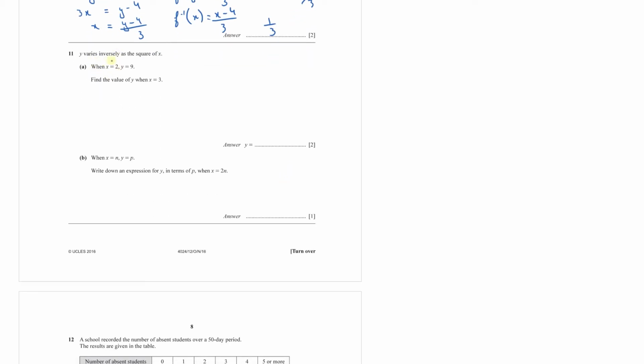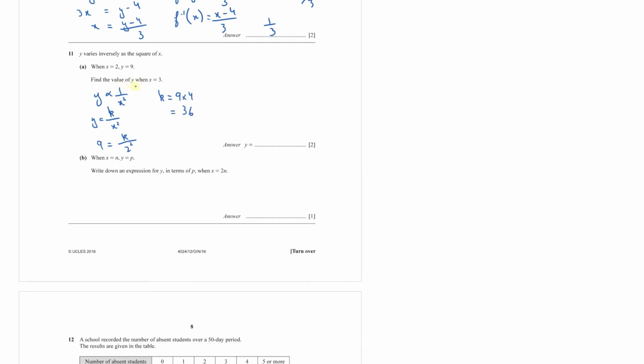Question 11 is y varies inversely as the square of x. So y is inversely proportional to the square of x. So y equals a constant k over x squared. When x equals 2, y equals 9, find the value of y when x equals 3. So first we need to find the value of the constant k. For x equals 2, y is 9. So I replace these two values in this equation. So 9 equals k over 2 squared. This gives me k equals 9 times 4, which is 36.